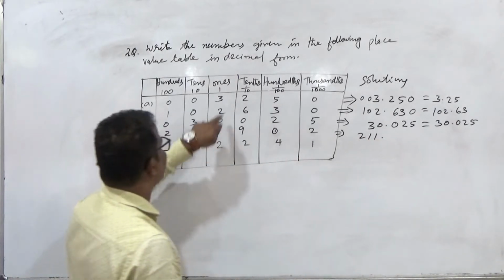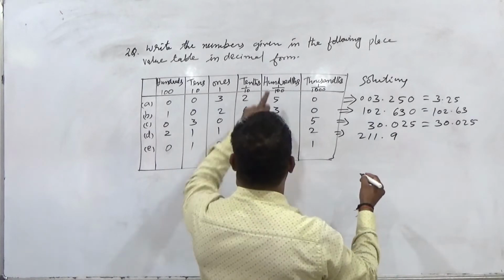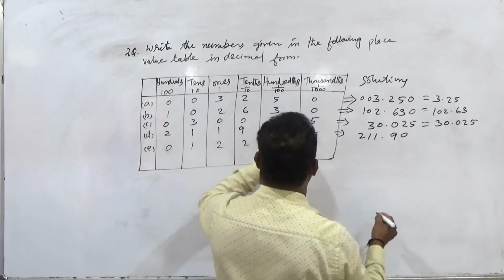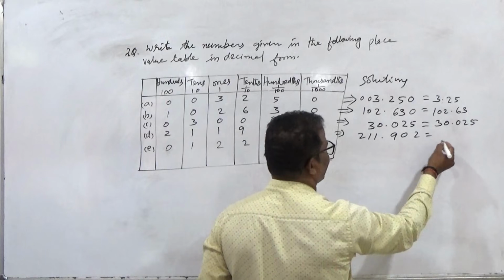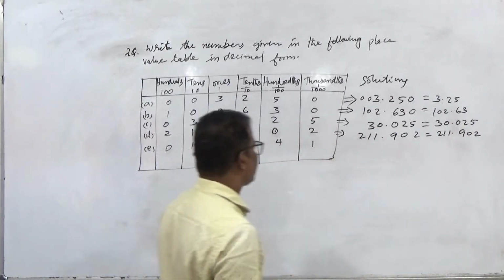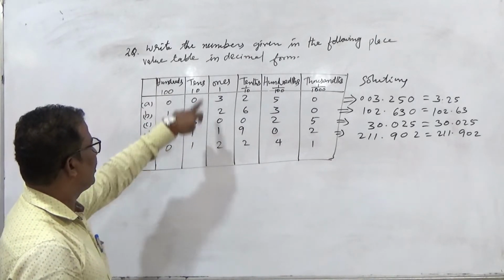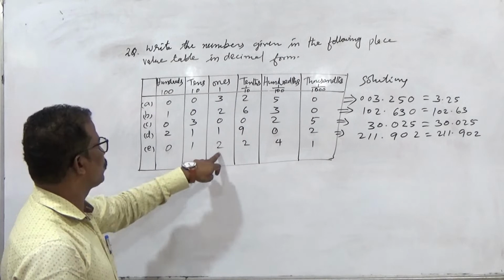211, then point. In the decimal place, tenths 9 is there. Then hundredths 0 is there. Then thousandths 2 is there. That means 211.902. And for E question, hundreds 0, tens 1 and ones 2, it is 12.